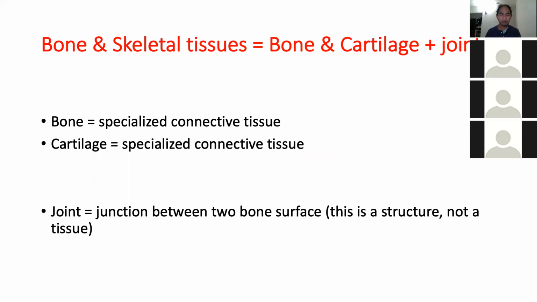Now, if somebody asks you what is a bone, the answer is bone is a specialized connective tissue. What is cartilage? Cartilage is a specialized connective tissue. And these specialized connective tissues are made of cells and matrix, and inside the matrix we also have glycosaminoglycan and proteoglycan. Of course, these are ground substance. So what is a joint? We have studied joints already. A joint is the junction between two bone surfaces. Easy.